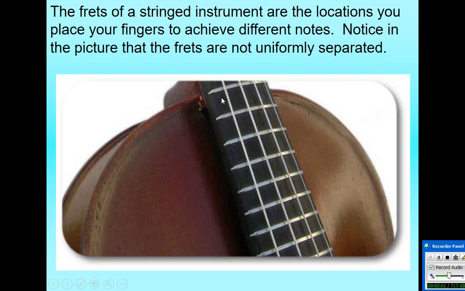And you'll see that as the frets descend down the neck of the violin, they get closer and closer together. And that's because the frequency is not the same as the length. The frequency and the length are inversely proportional to each other.